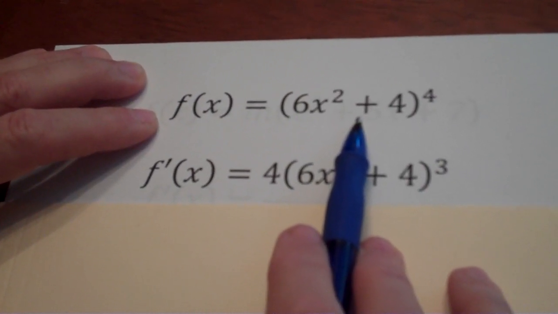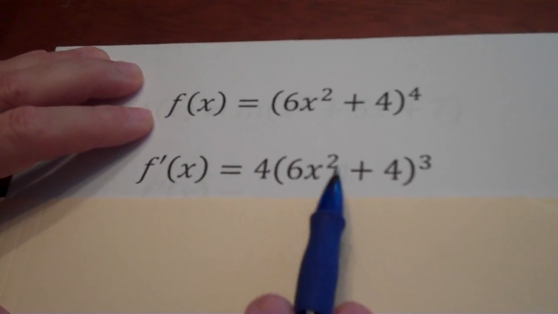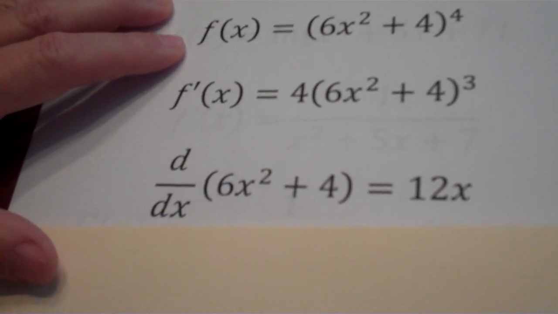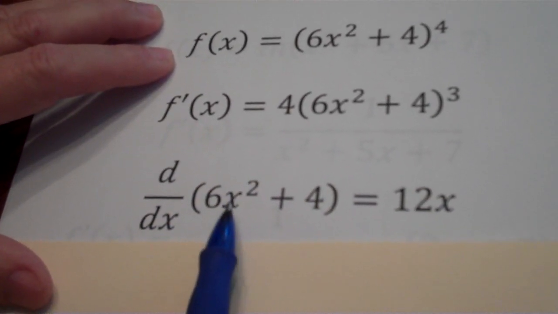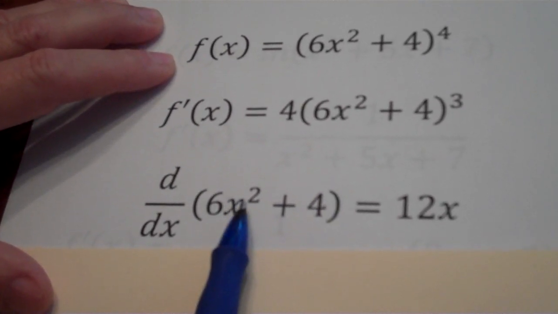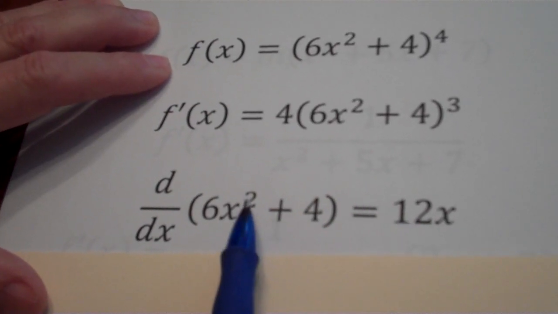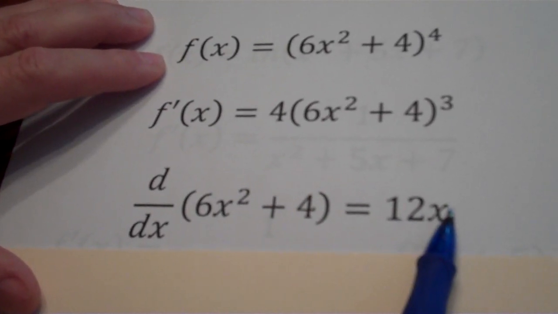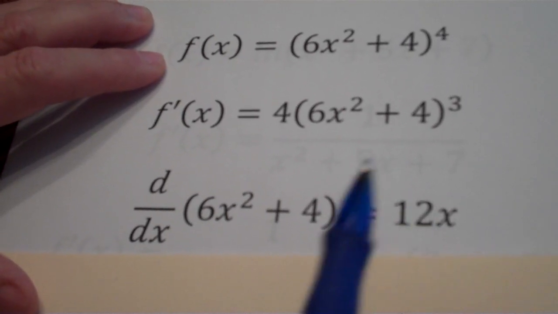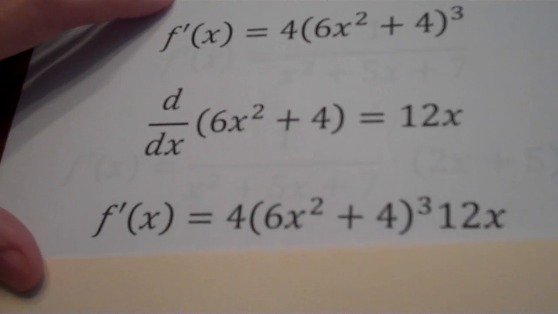So now, once I've applied my basic power rule, I need to take this times the derivative of what's inside. I need to consider what is the derivative of my 6x squared plus 4. Well, now I use the basic power rule again. 2 times 6 is 12. Subtract 1 from my power. 2 minus 1 is 1, which is understood here. So my derivative is simply 12x. So I'll basically just tack that right on the end.